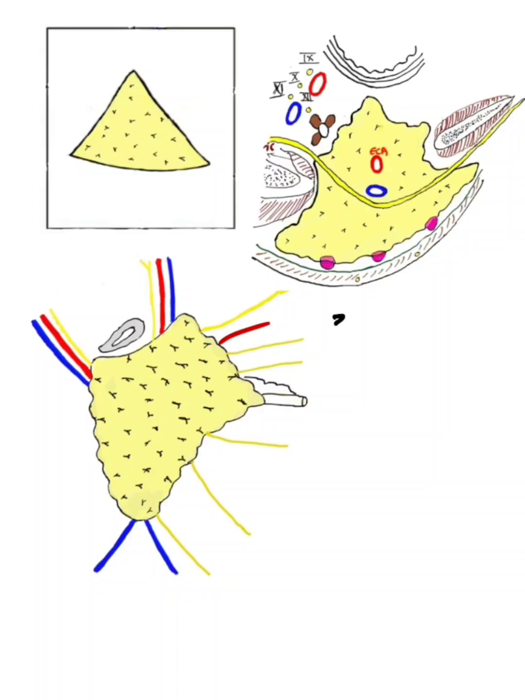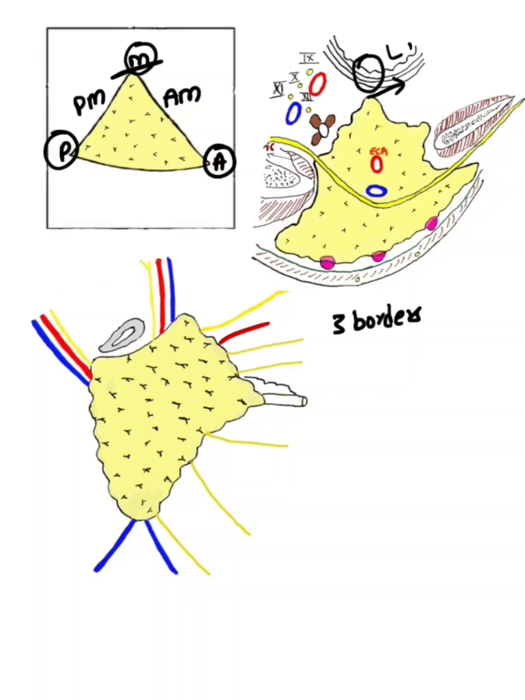There are three borders: anterior border, medial border, posterior border. The medial border separates anteromedial surface from posteromedial surface. The medial border is related to lateral wall of pharynx. Anterior border, it separates anteromedial surface from superficial surface.